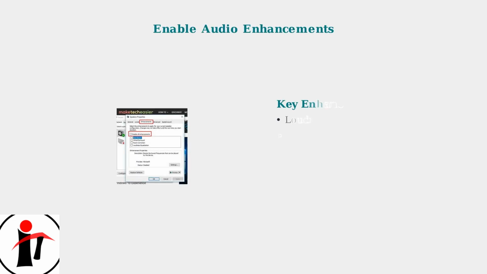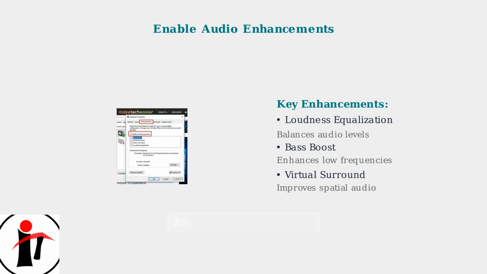When basic volume adjustments aren't enough, Windows offers advanced audio configuration options that can significantly boost your Sceptre monitor's audio output. The Enhancements tab contains powerful audio processing options. Enable loudness equalization to automatically balance audio levels, and bass boost to enhance low frequencies. These settings can increase perceived volume by 35 to 50%.